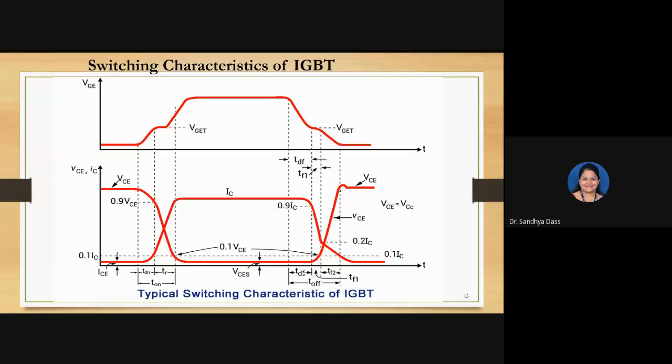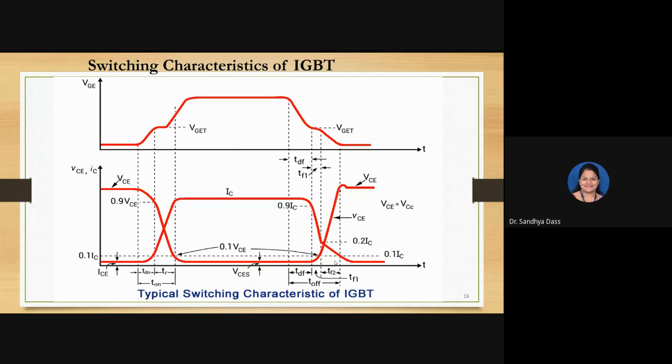Whereas initial fall time is the time during which the collector current falls from 0.9 IC to 0.2 IC, and the collector to emitter voltage rises to 0.1 of VCE, that is 10% of VCE. Okay, so this duration is your initial fall time.